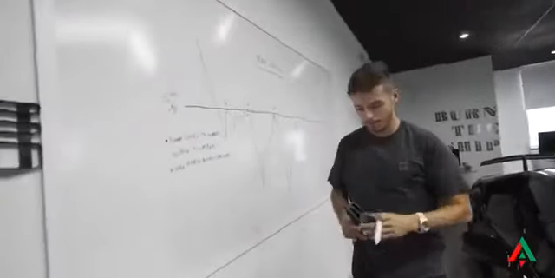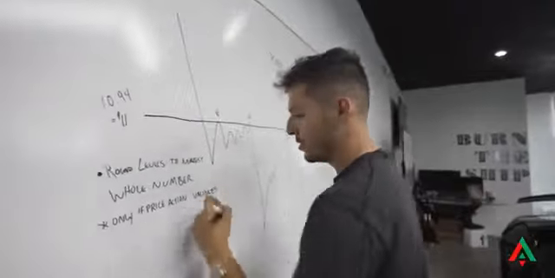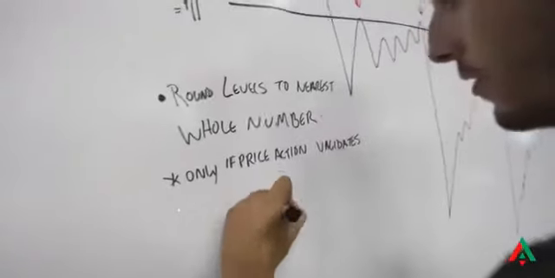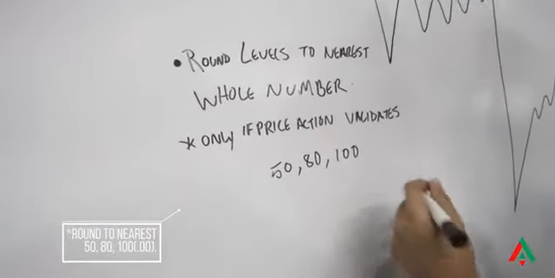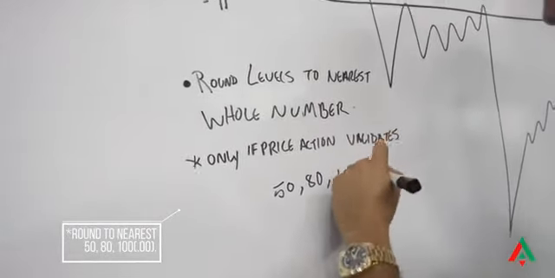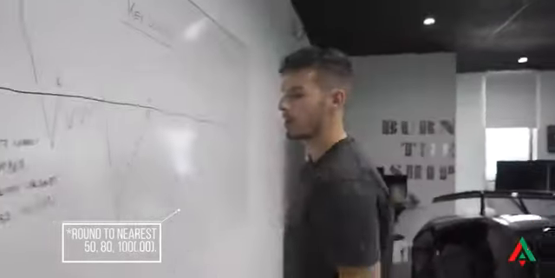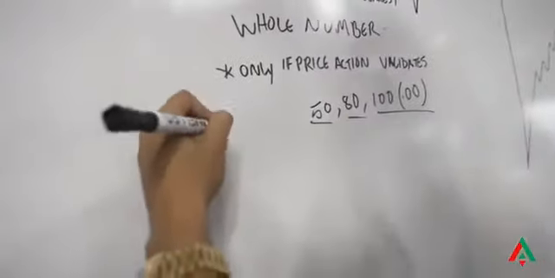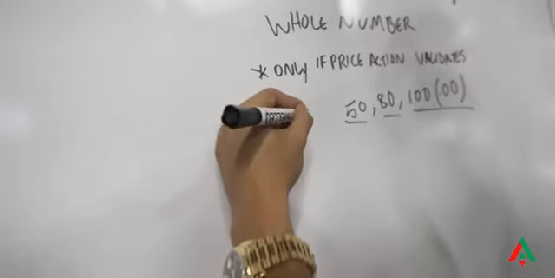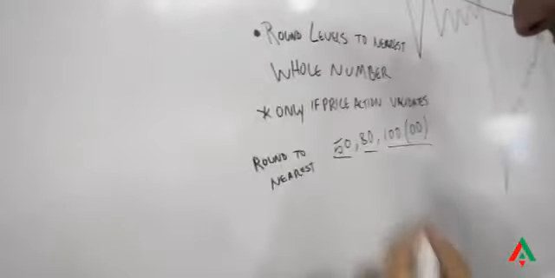Okay, so another thing with rounding is you always want to round to 50, 80, and 100. When I say 100, you could just put .00, whole numbers. Very important, so make sure you guys have that. 50, 80. So that's an important thing to do.